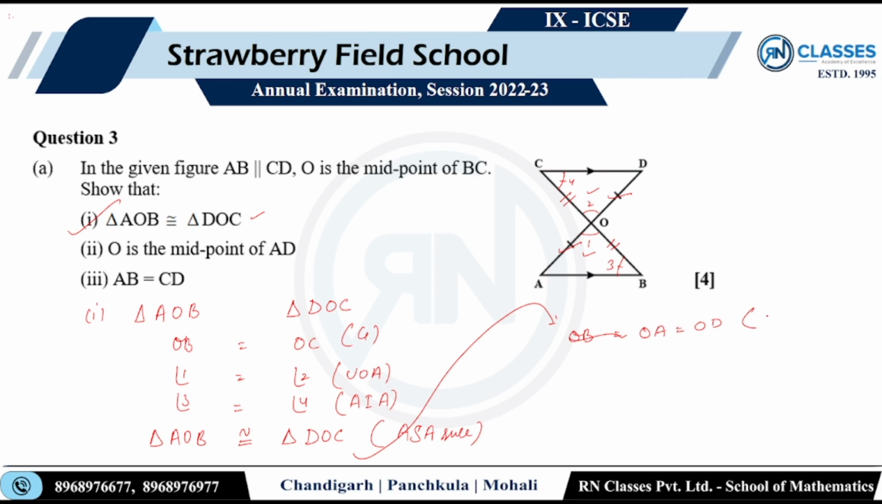ये लिख सकता हूं CPCT. ठीक है, O is midpoint of AD. आ तो गया, ये भी हो गया. एंड मैं सीधा यहां से ये भी लिख सकता हूं AB is equal to CD. किससे? CPCT. प्रॉब्लम इज डन. ये भी कर दिया, फुल मार्क्स. नेक्स्ट पार्ट.